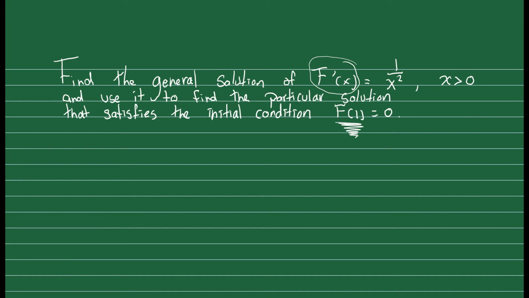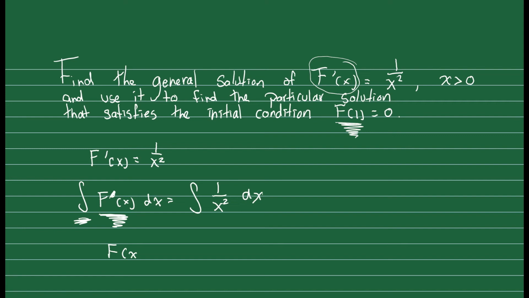All right, so given that F prime of x is equal to 1 over x squared, let's take the integral of both sides with respect to x: the integral of 1 over x squared with respect to x. Well, what is the integral of my function F prime of x with respect to x? It is nothing but just F of x, before taking its derivative. And that is equal to the integral of x to the negative 2 dx. This is equal to x to the negative 2 plus 1 over negative 2 plus 1 plus c.